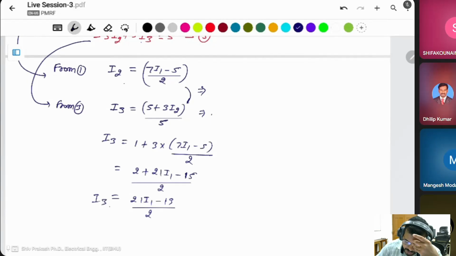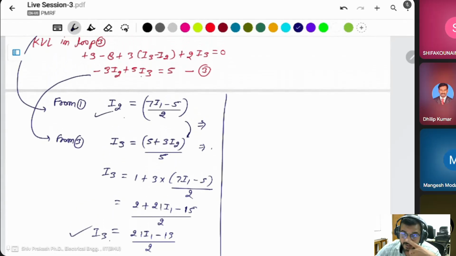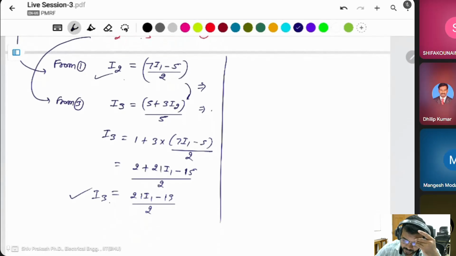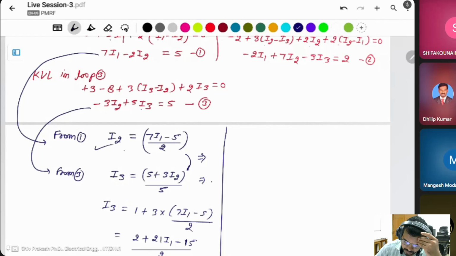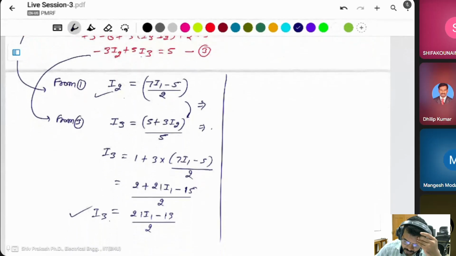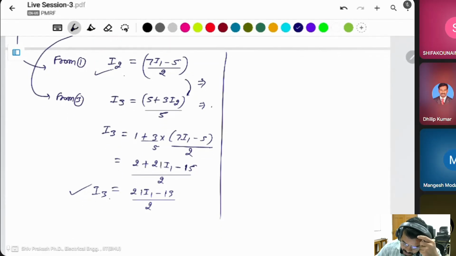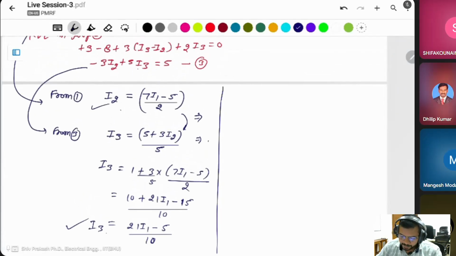There is I2 and I1. There 5 will be there, no, sir? In I3, I3 is 1 plus 3 by 5. Okay. This will be 10. Then this will be 5 by 10. Okay, sorry for that.